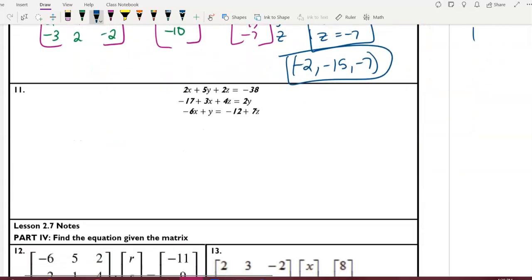All right, moving to number 11. These equations are not in standard form. How do I know that? Well, the first one has x, y, z, constant. This one's good. The next one, we have a constant, x, z, and then y on the other side. So that needs to be fixed. And this one too, we have x, y, constant, but this z is on the wrong side. So let's get to moving these around.